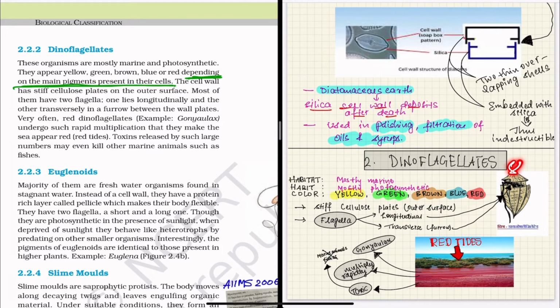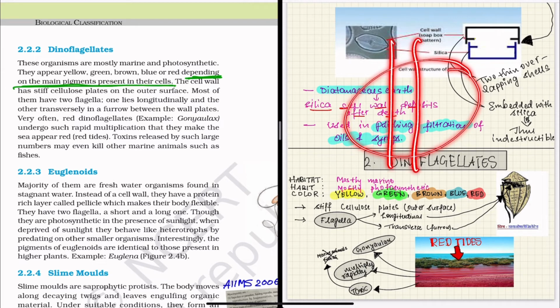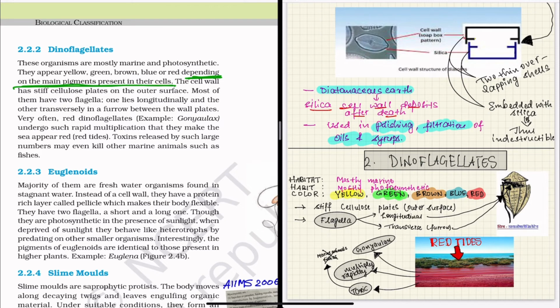For locomotion, they have flagella. One is the longitudinal flagellum, and then there is the transverse flagellum. Like on our earth, longitude is along the length, and latitude is perpendicular. You will hear in chapters like anatomy about the transverse section of plants, which is the perpendicular cut, while the longitudinal section is along the length.